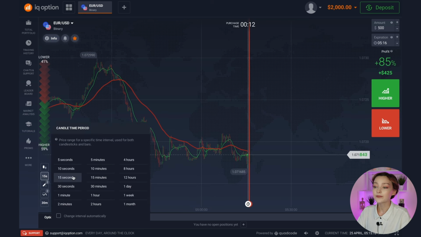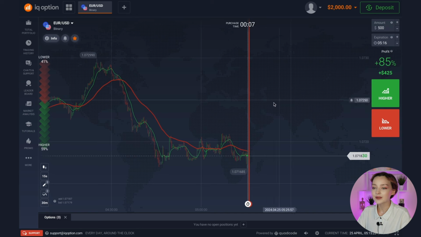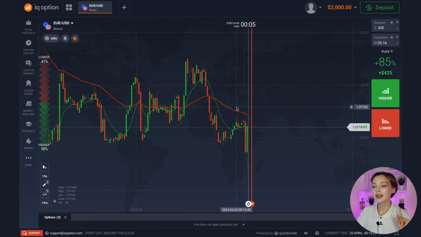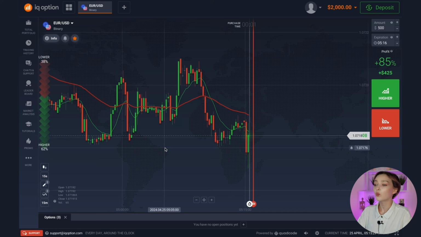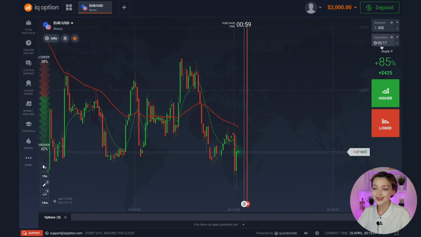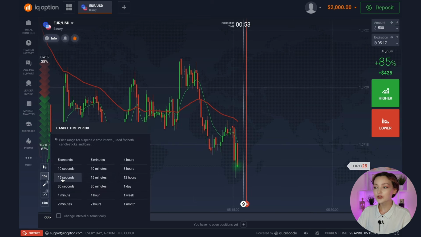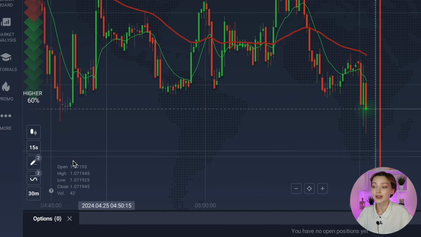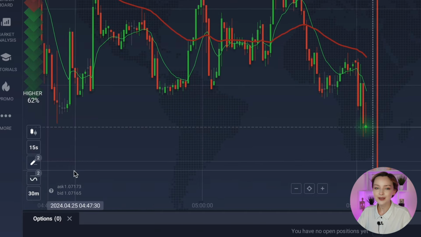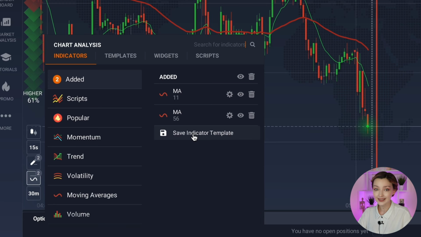Make sure to select 15-second candle right here. The deal's expiry is going to be around 1 minute today, 1 to 1.5. And what's really important about today's trading strategy is your expiration time. Your deal's expiry should be around 4 to 5 times longer than the candle time frame you are using. It's really important, guys. I'm gonna explain the gist of this requirement a bit later.